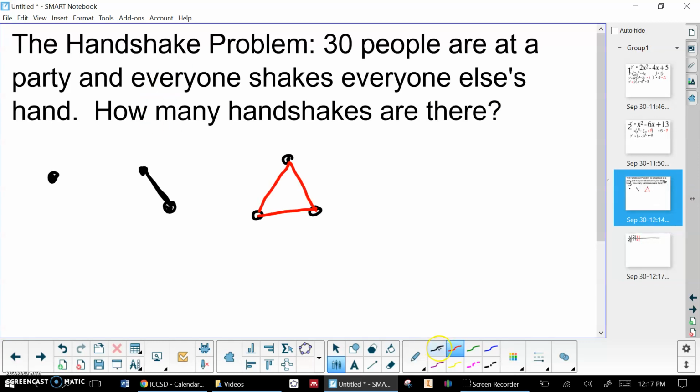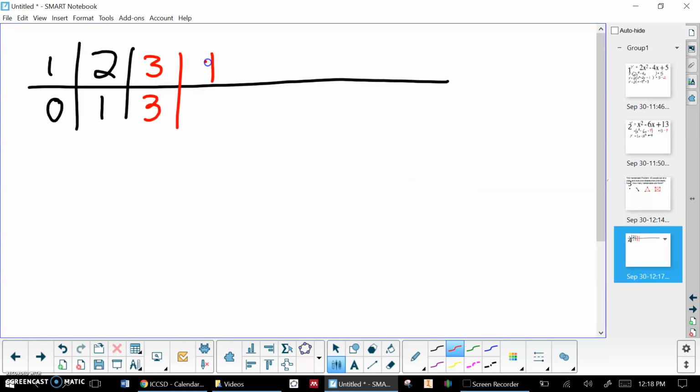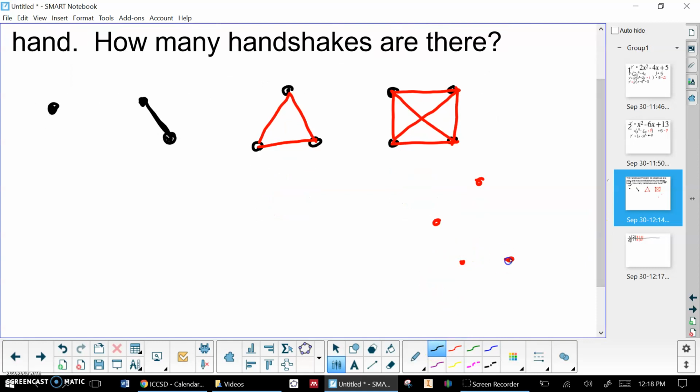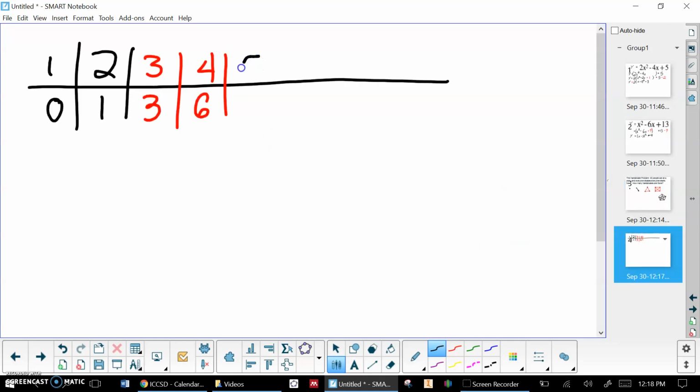I think we can do 4, no problem here. So if we have 4 people, I'll lay them out like a square here. Well, we can shake hands 1, 2, 3, 4, 5, and 6 times. I think I've got everybody. So 4 people are 6 handshakes. And I'm going to shoot for 5 here. I think I can get into 5. 1, 2, 3, 4, and 5. And so if I look at this, 1, 2, 3, 4, 5, but then I can go 6, 7, 8, 9, and I think there's one more in there. Yep, 10. So I get a total of 10 handshakes with 5 people.